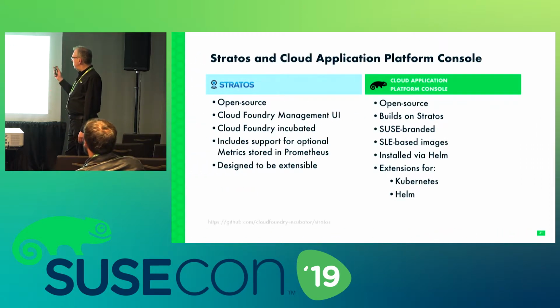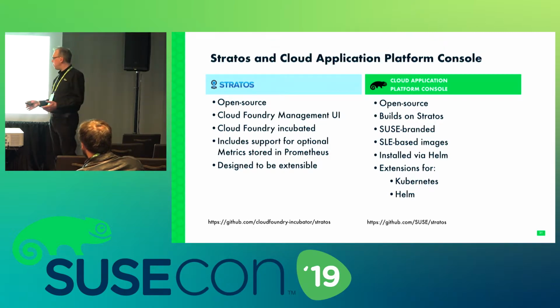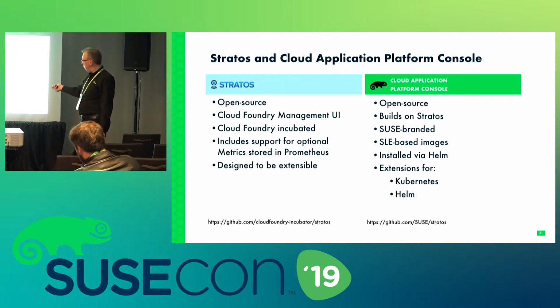So I've actually been talking about two things, not one. I've called everything Stratos, but actually there were two things here. Stratos is really the upstream Cloud Foundry management UI. This is very focused just on Cloud Foundry with support for metrics. It's obviously open source. It's designed to be extensible, like I've said, the GitHub URL's there. And then there's the SUSE Cloud Application Platform console. A bit of a long name, but that's what we call it to differentiate. Also open source. You can see it here.